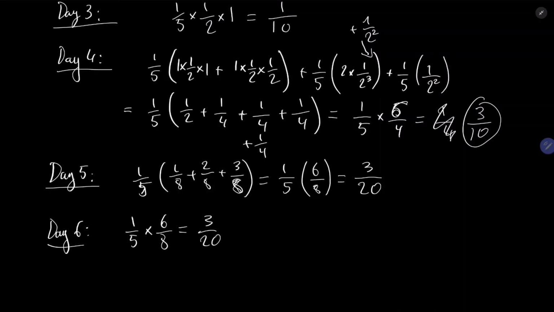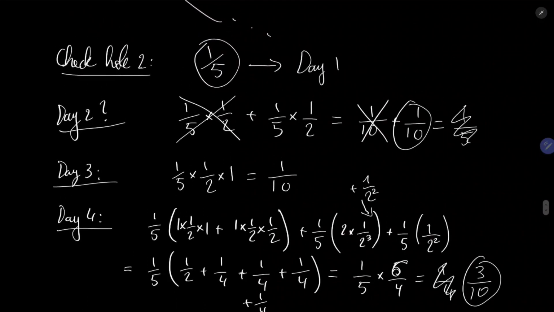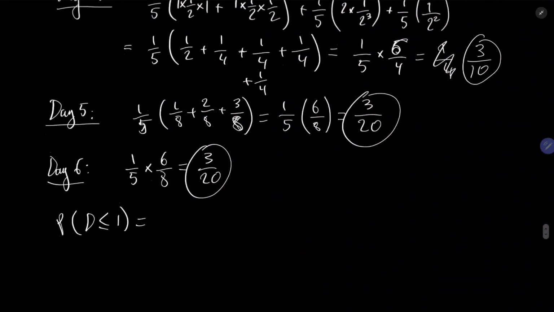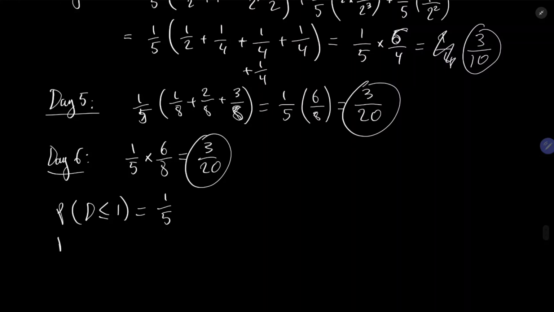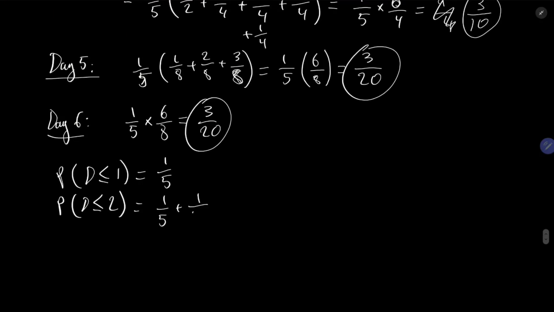So now let's add up the cumulative sum of probability and make sure that the total adds up to a probability of 100% in day number 6. So the probability of catching the fox, let's call this probability D, the day when we catch the fox. So D is lower than 1 is equal to, well, that's the probability of catching the fox in day number 1, which is equal to 1/5. Probability of catching the fox in day number 1 or 2 is equal to 1/5 plus 1/10. So this is equal to 3/10.